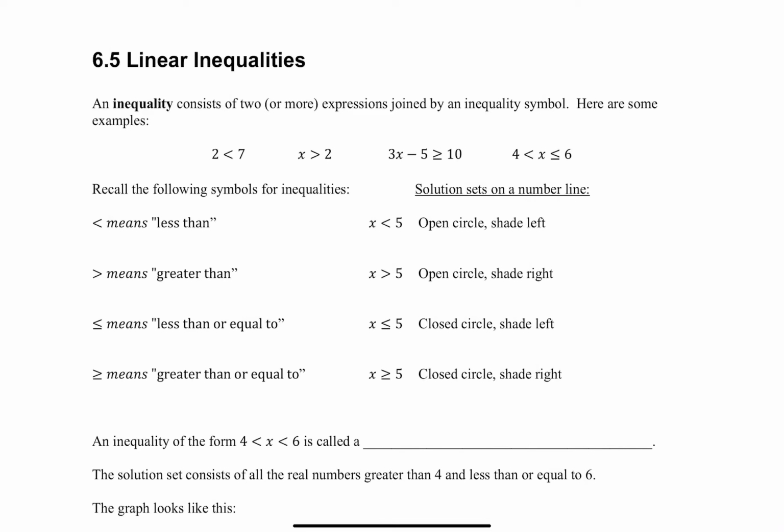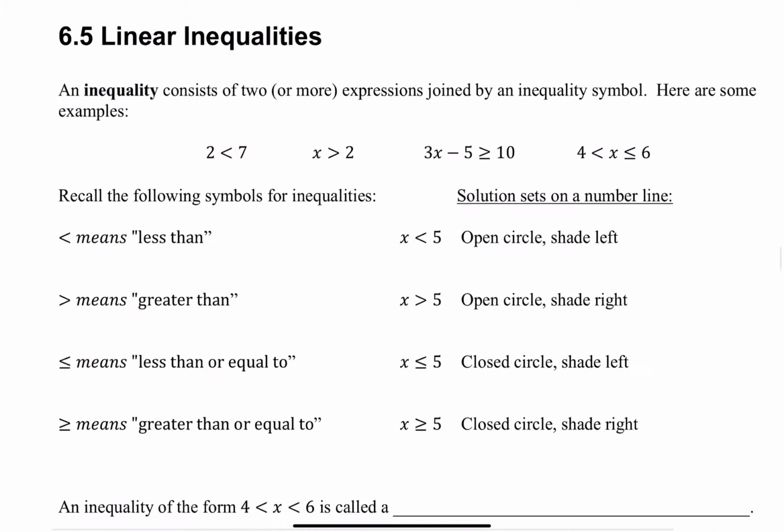In section 6.5, we will look at linear inequalities. An inequality consists of two or more expressions joined by some inequality symbol. And here are some examples showing the four different inequality symbols. This is 2 is less than 7. Remember that we read these symbols left to right.